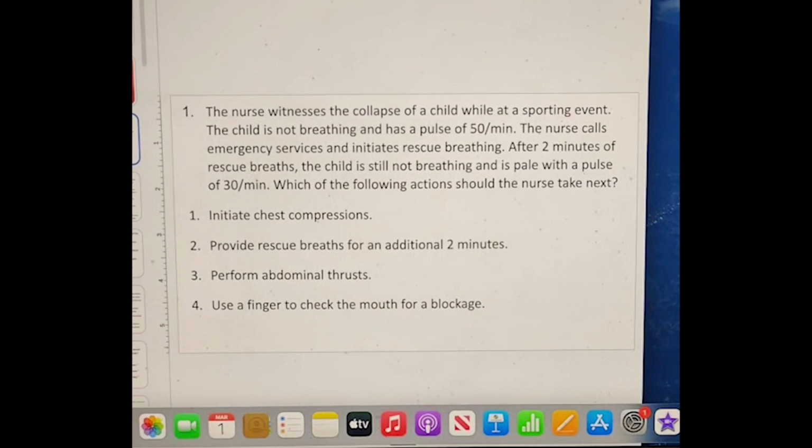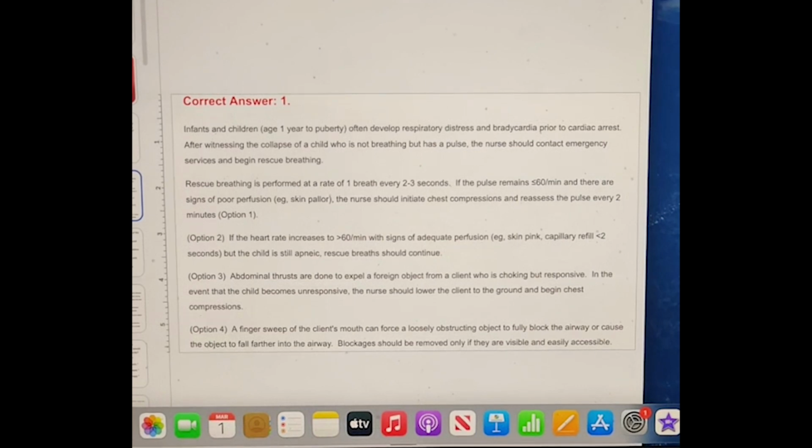Is it initiate chest compressions, provide rescue breaths for an additional 2 minutes, perform abdominal thrusts, or use a finger to check the mouth for a blockage? What are we thinking? And the answer is number 1. All right. Initiate chest compressions.